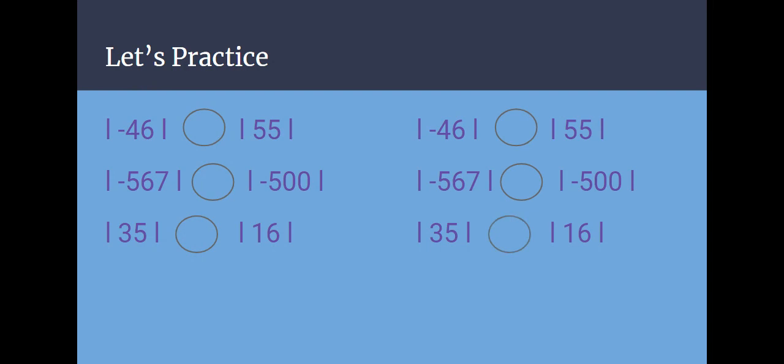Okay, so let's look at our answers here. The absolute value of 55 is greater than the absolute value of -46. The absolute value of -567 is greater than the absolute value of -500. And the absolute value of 35 is greater than the absolute value of 16.